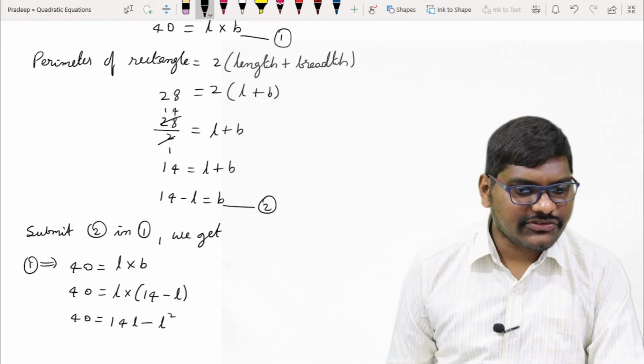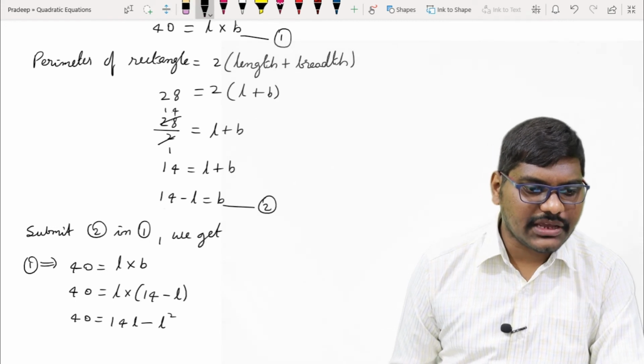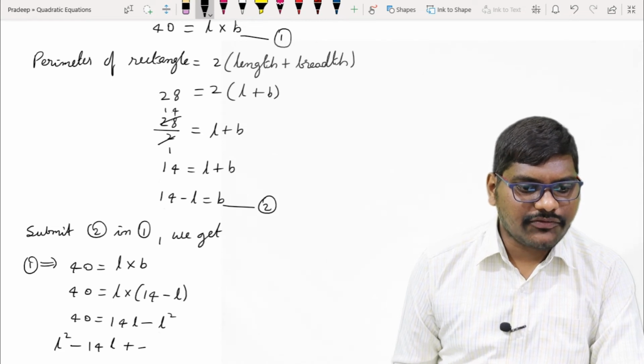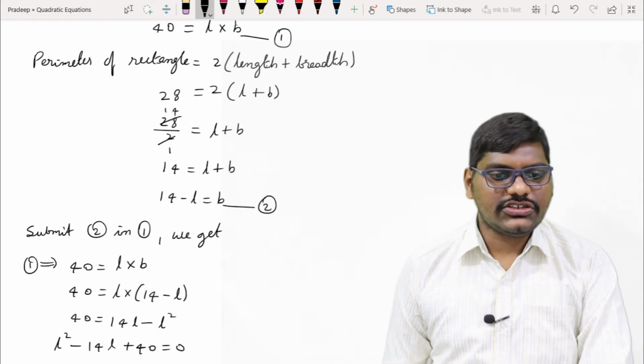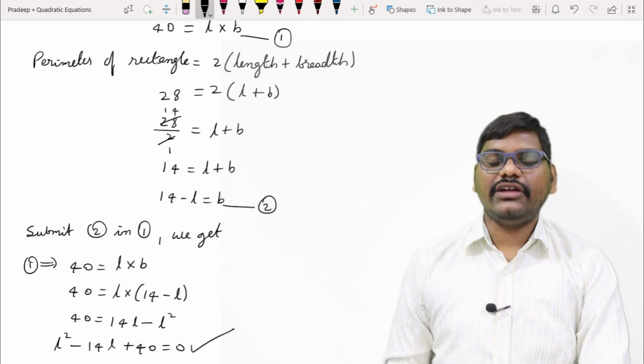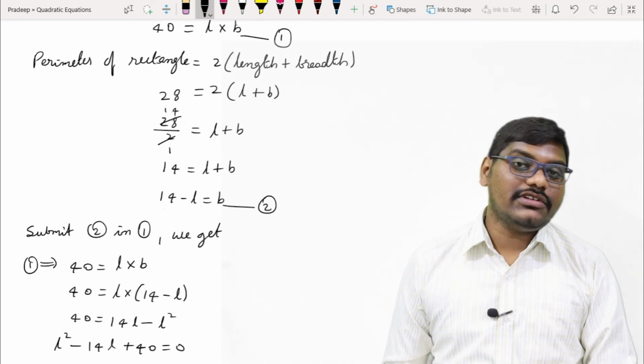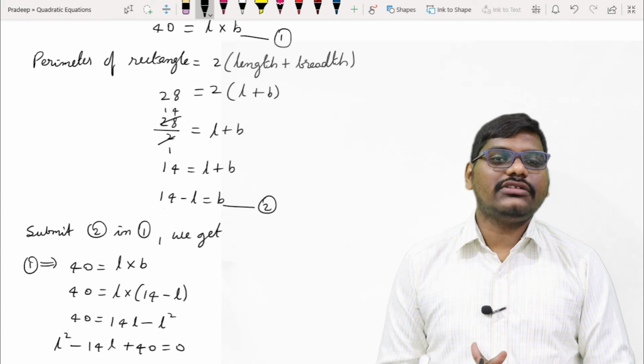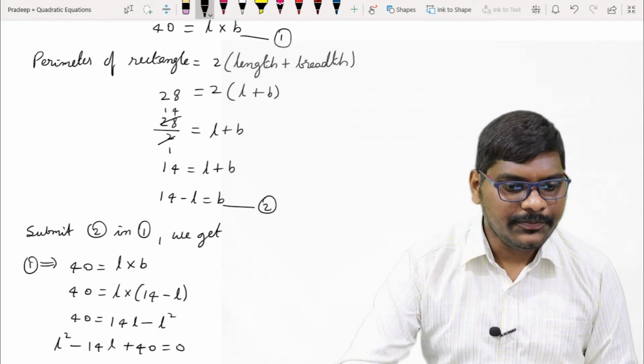As this is minus L square, if this comes to this side, that becomes plus L square, and this comes to the side, that becomes minus 14L, and this is plus 40, so that is equal to 0. Okay, so this is the equation which we got. This is a quadratic equation, you could observe. So we will just find out the roots for this particular quadratic equation, then we can find out the length and breadth easily. So let's go forward.